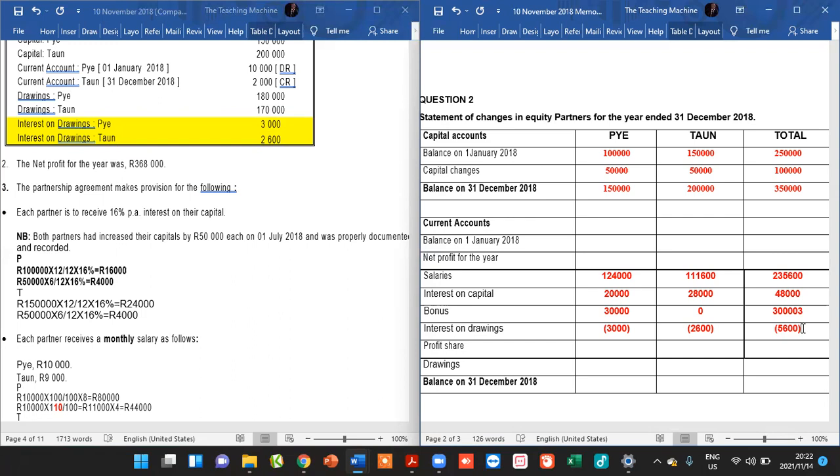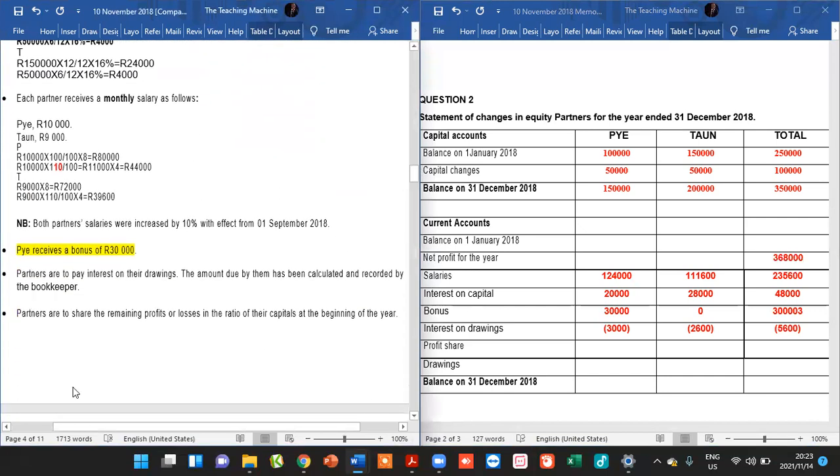So always put the interest on drawings in brackets. The net profit was calculated as 368, so the 368 will be recorded here. This is the net profit, not the remaining profit. If you go to the last bullet point, the information says remaining profits or losses.